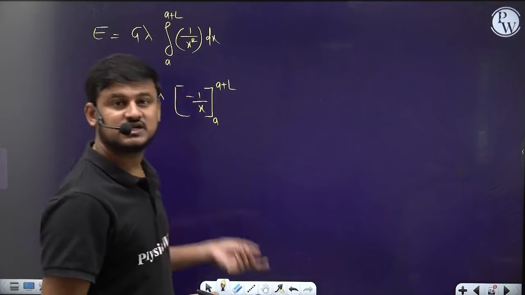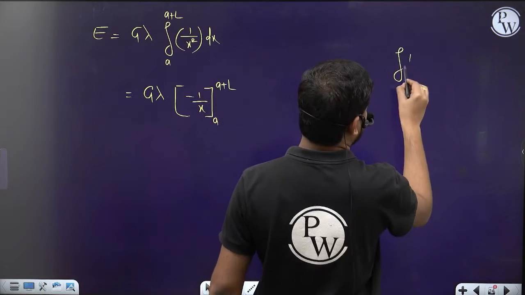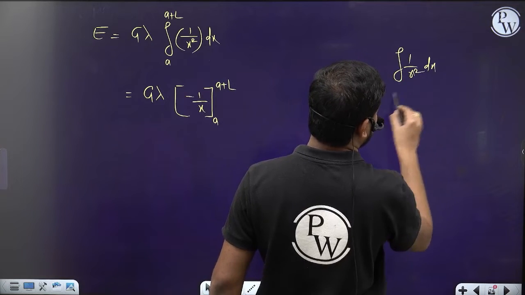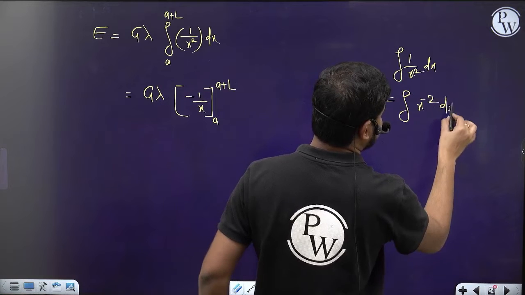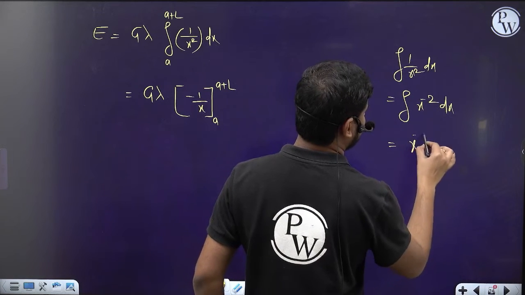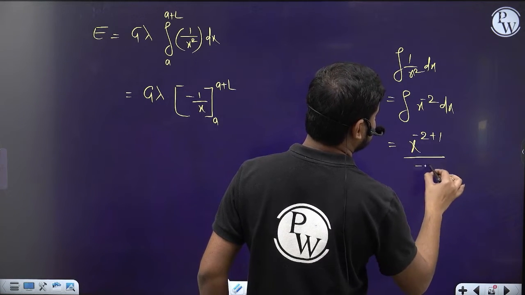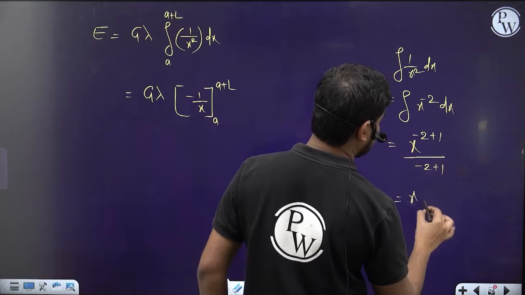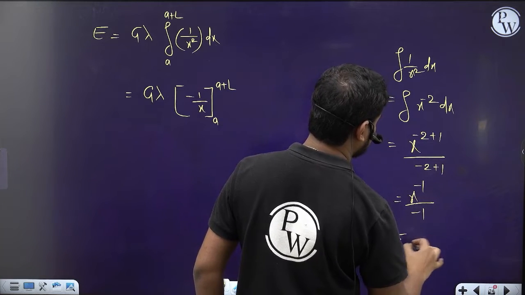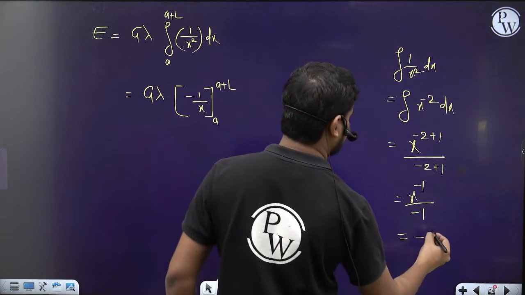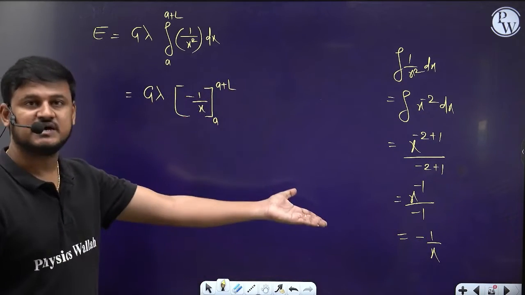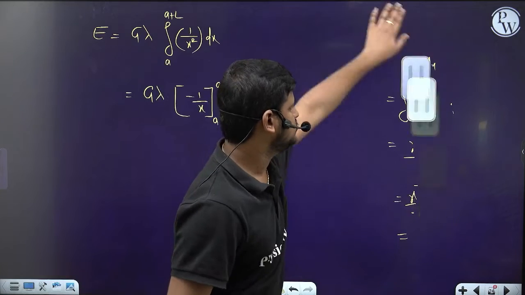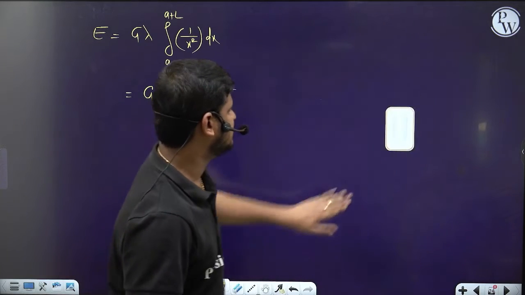What is the integration of 1 by x square, guys? Integration of 1 by x square into dx. So we write it as integration of x to the power minus 2 into dx, right? Which is nothing but x to the power minus 2 plus 1 by minus 2 plus 1. So then we write x to the power minus 1 by minus 1. So what is this? Minus 1 by x. The same thing I wrote here, basic maths, right? So just be thorough with the basics, guys, always.